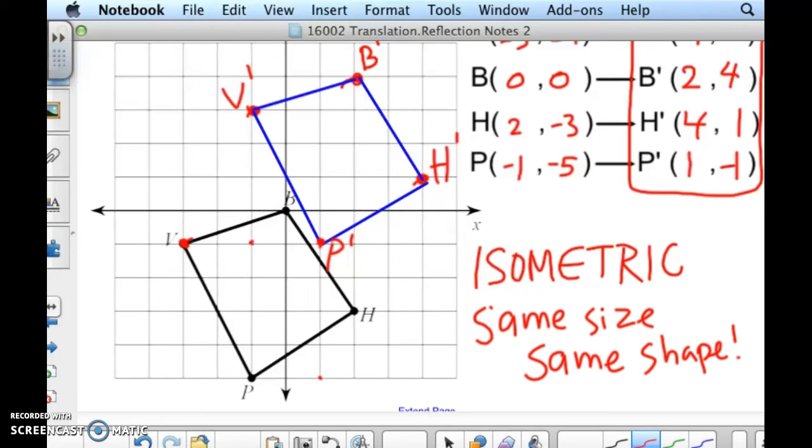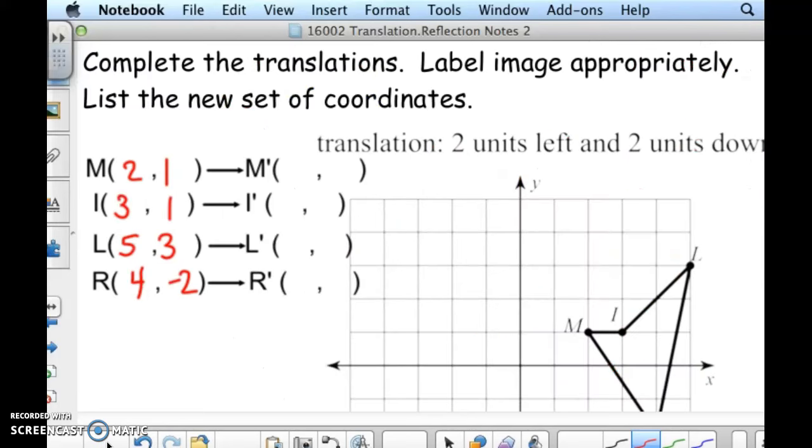So I want you to turn your page over, and I want you to try this problem all on your own. I'm going to pause the video. I want you to do the same. I'm going to solve it, and I want you to check your answer. So I want you to complete the translation, label the image appropriately, and then list my new set of coordinates, just like we did before.